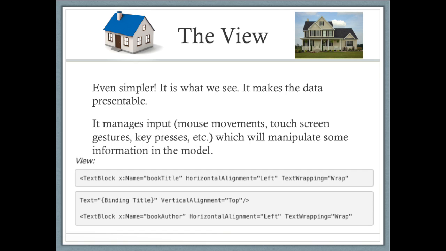The view handles its own user interface events and then maps them to the view model via commands. In this bottom example, we can see how it takes some of the user interface elements, like the text block or the text, and it assigns the information from the model to it.